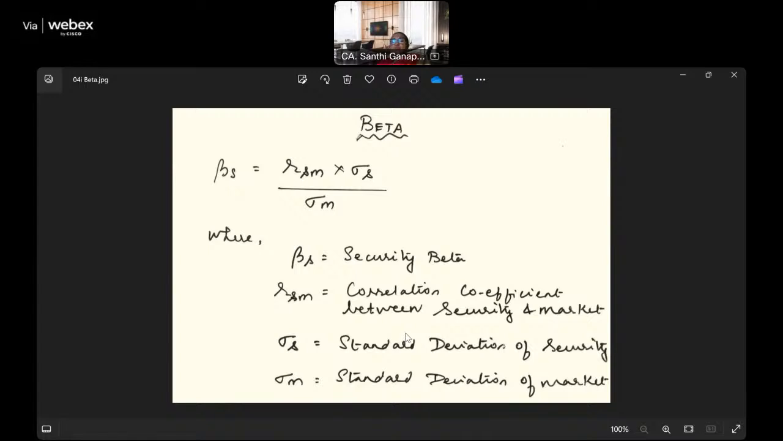Now, we need to know what is meant by correlation. We are using different terms: variance, correlation, covariance. We need to know what these things mean. How to find correlation?